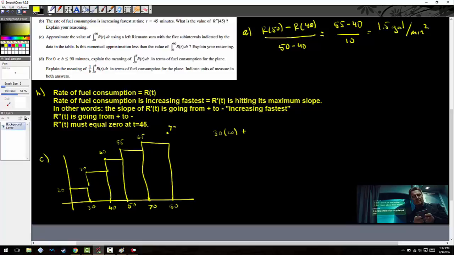Again, height is pulled from the left side of the rectangle. Plus, my next base is going to be a base of 10 times my next height, which is 30. Plus, my next base is again 10, and my left height is going to be 40. Plus, my next base is 20 times my height, which is 55. And then my last base is going to be 20 times my left height of 65.